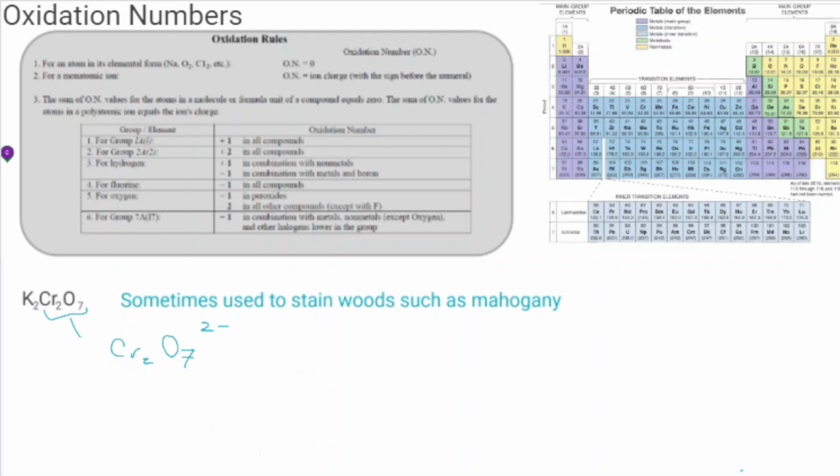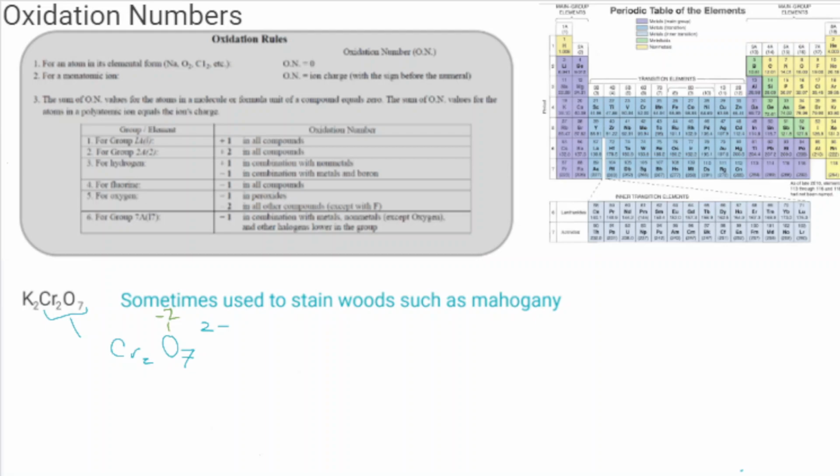And then we're solving this. We go through, we don't have anything in group 1, part of the first row. We don't have anything in the second column. We don't have any hydrogens, we don't have any fluorines, and then we have oxygens. Now oxygen is normally going to be -2. How many other oxygens are combining with each other? It's not peroxide, and it's not bonding with any fluorines. And then we don't have any other halogens. Chromium is a transition metal, so we're going to have to solve for it with a variable.